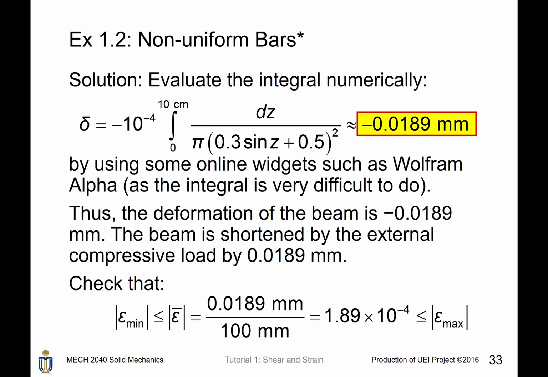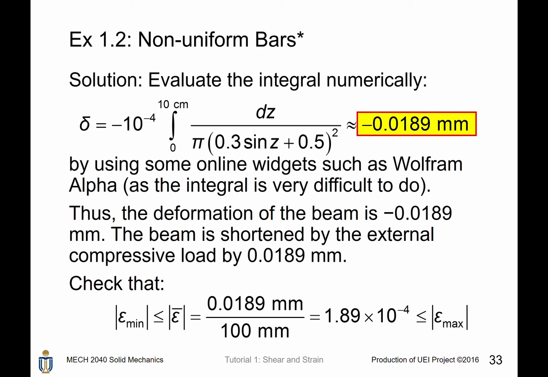However, since this integral is very difficult to solve, the only way to do it is to use an online tool such as Wolfram Alpha. So I used Wolfram Alpha to solve it, and the result is minus 0.0189 millimeters. That means the deformation is negative and the bar becomes shortened. It is shortened by the external load by 0.0189 millimeters.